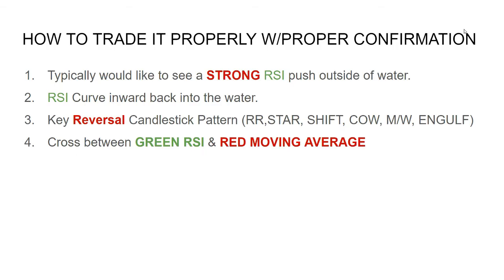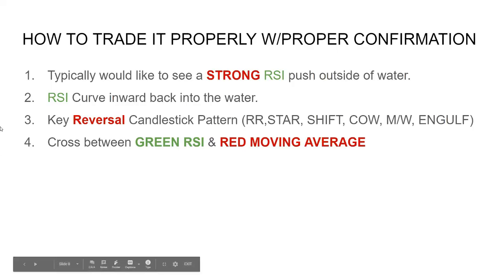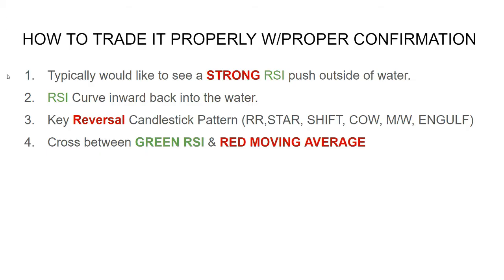Okay. So how to trade it properly with proper confirmation. So number one, typically we would like to see a strong RSI pushed outside of the water. Okay. Right here, you get that strong Hercules, right there for you. And then the RSI line curves back inward into the water. Okay. So as you guys can see, it comes out, creates that shark fin, and then comes back into the water.